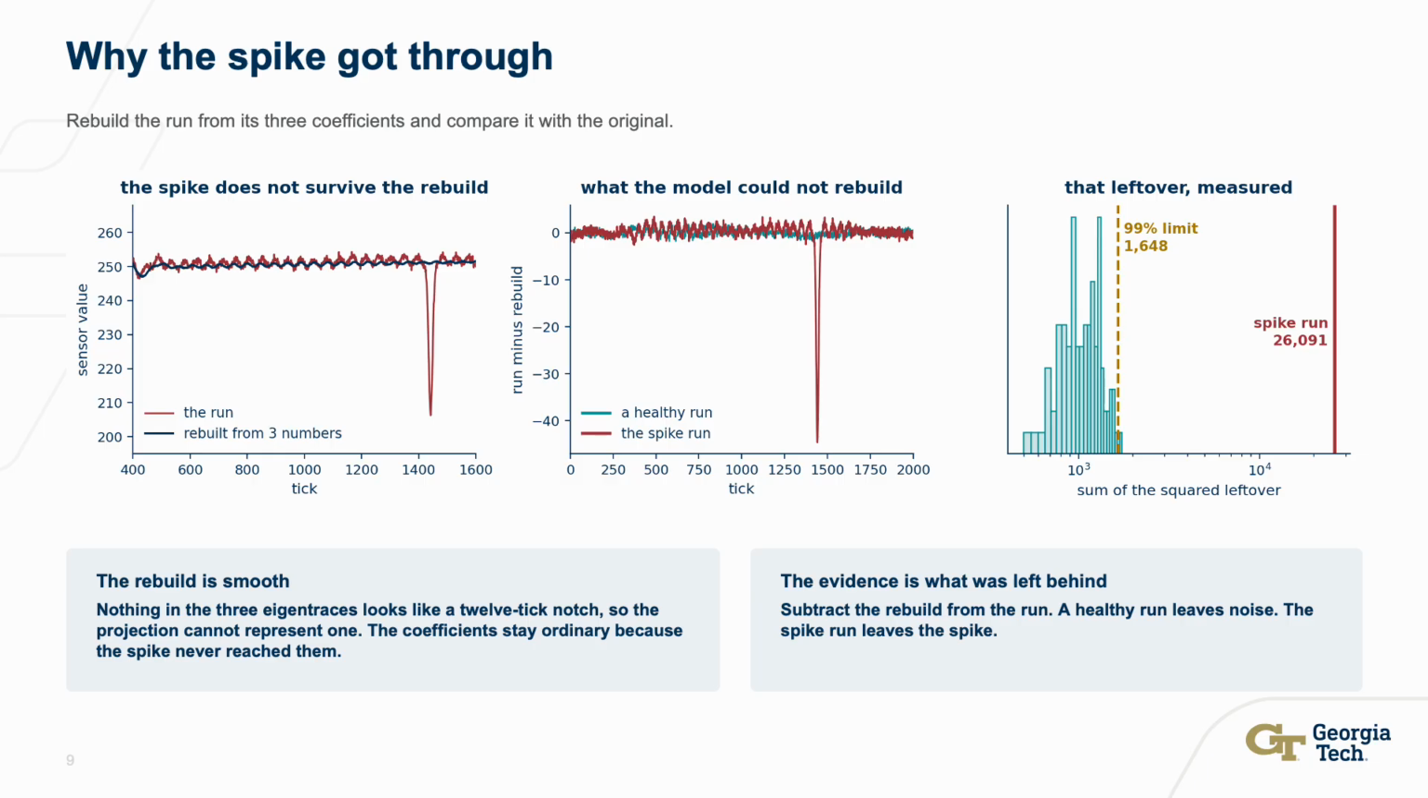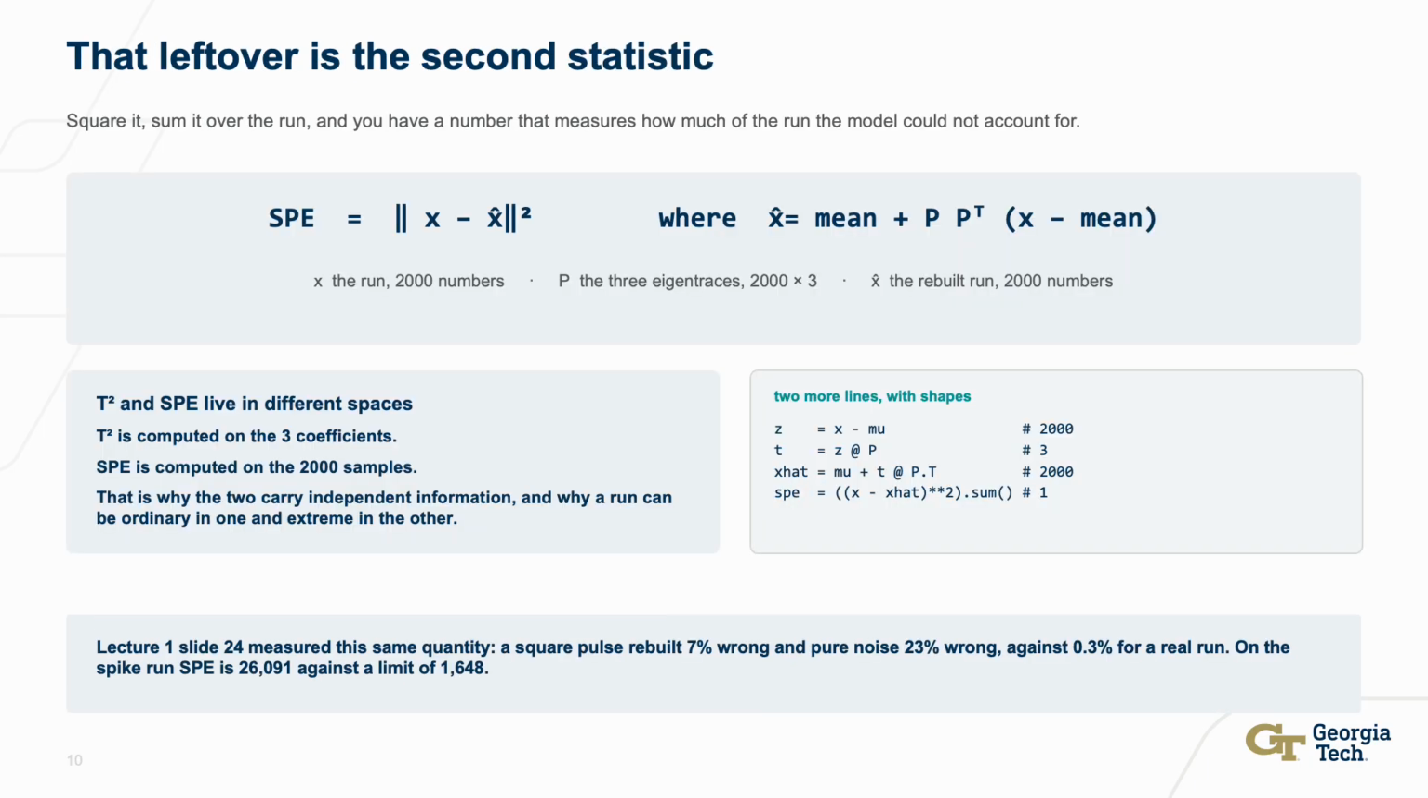So the blind spot is predictable from the construction, which is a much better situation than recovering it empirically one fault at a time. So make that leftover into a number, square it, sum it over the whole run. That is the second statistic. It is called the square prediction error, written SPE, and in some texts Q. The formula on the slide says exactly what we just did: x minus x hat, squared and summed, where x hat is the projection rebuilt.